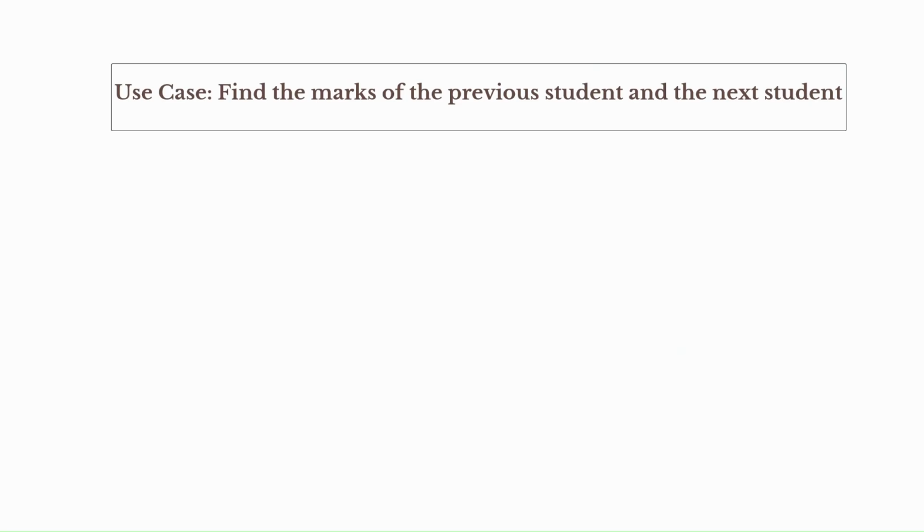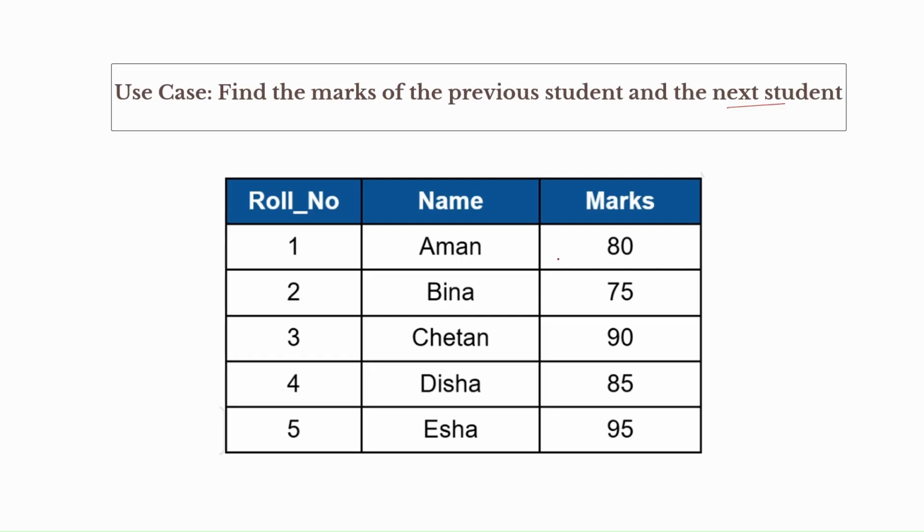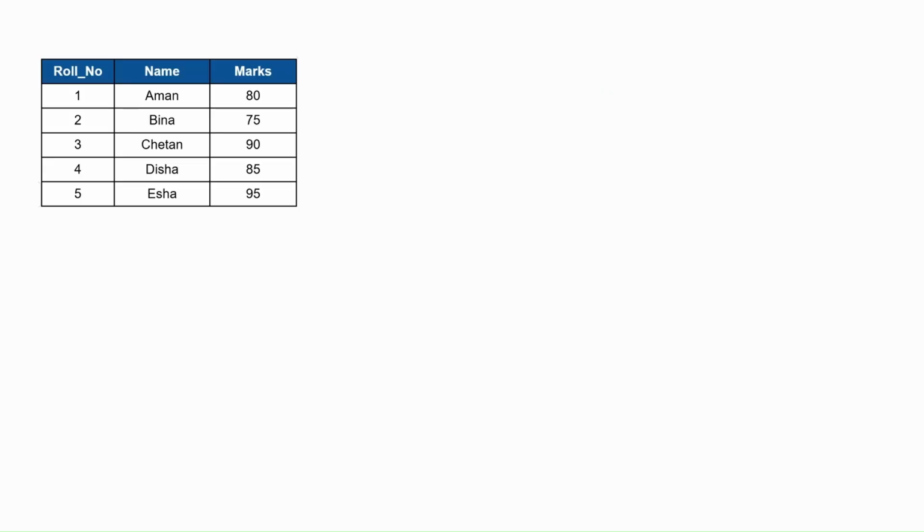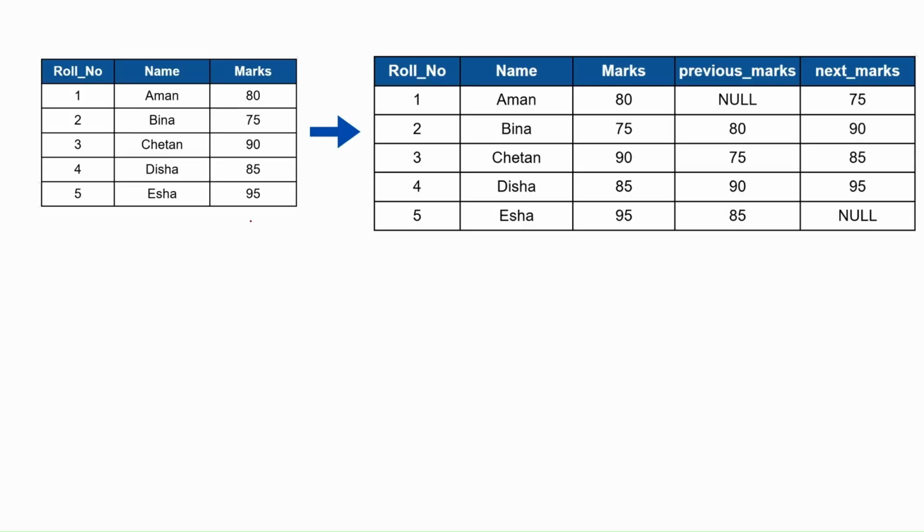So here you have the example where you want to find the marks of the previous student and the next student. You are given some student information having roll number, name, and the respective marks of that particular student. Now you just want to compute the marks of the previous student and the next student in a new column. So here your output should look something like this, where you have the information that you already have, which is roll number, name, marks, and you have created two new columns over here: one is previous marks, which gives you the previous student's marks, and the new column is next marks, which gives you the next student's marks.